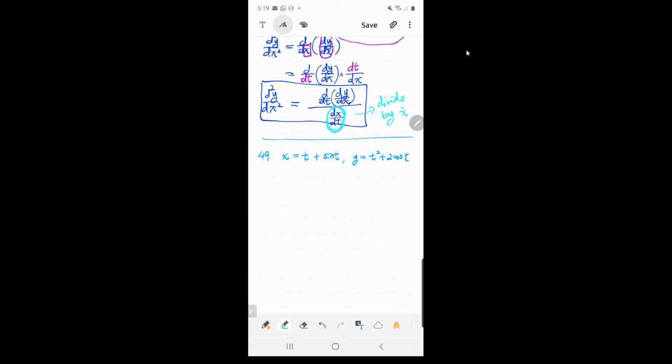Now I always encourage you to actually read the entire question before you start planning how your solution looks like. So you read the second part of the question. Show that d2y dx2 equals 2t sine t over 1 plus cos t cubed. You look at the trigonometric term there. You have sine t, you have cos t, right?